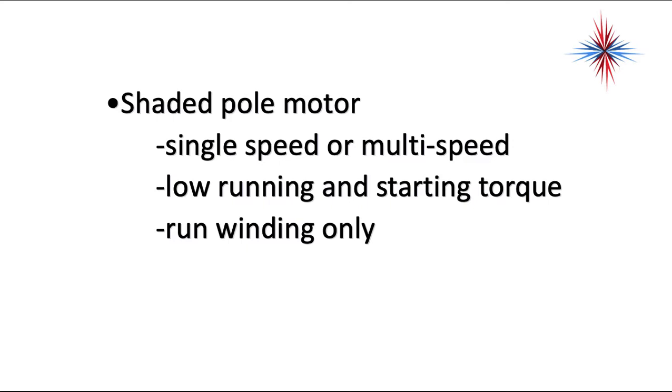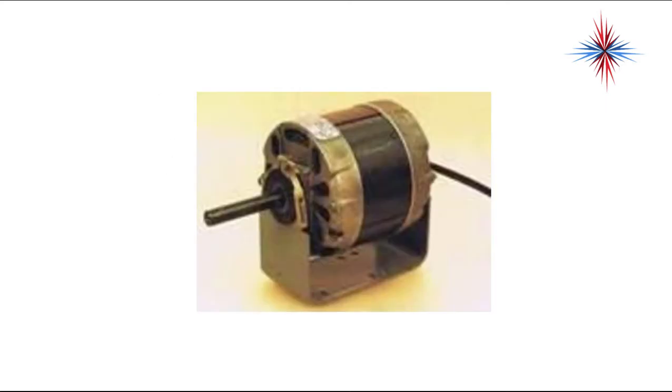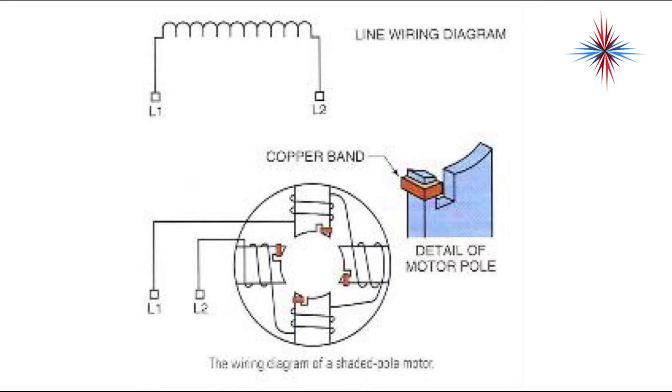The shaded pole motor is single speed or multi-speed, with low running and low starting torque. In other words, it cannot drive much weight. It can't have much force on it. It has a run winding only. This is an example of a shaded pole motor. Very small motor. You usually see them in small evaporator fans, more on the refrigeration side than the air conditioning. Sometimes they are in window units. The wiring diagram is easy. One run winding.